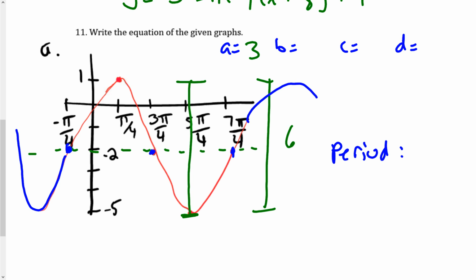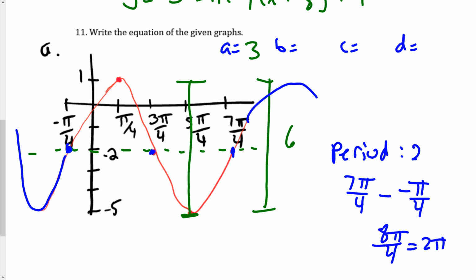That's where you find where it starts copying itself. How long does it take to copy itself? So here we go -pi 4ths all the way to 7 pi 4ths. So I take my end, 7 pi 4ths, and I subtract my beginning, which is -pi 4ths. So that would add, so I'd get 8 pi 4ths. So my period is 2 pi. Okay, so that's the period that they give me.